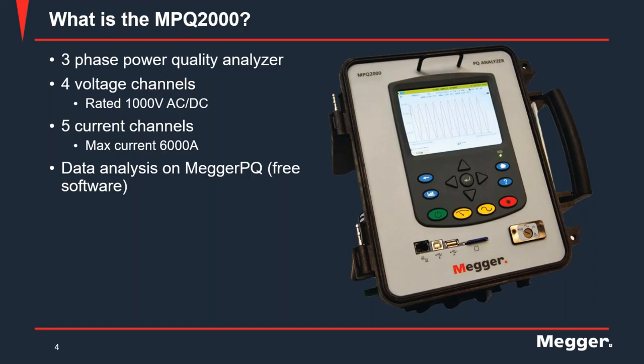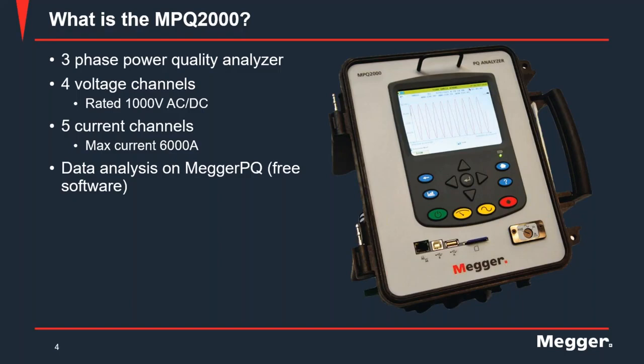The MPQ2000 is a 3-phase power quality analyzer. It has 4 voltage channels. Each of the channels is rated for 1000 volts and is capable of measuring AC and DC voltage. It has 5 current channels, and with the CTs that we provide as accessories, each of those channels can be used to measure a maximum of 6000 amps.